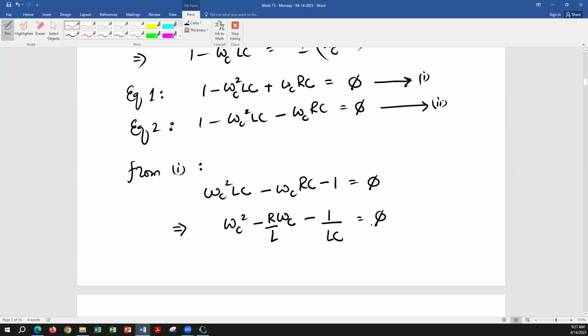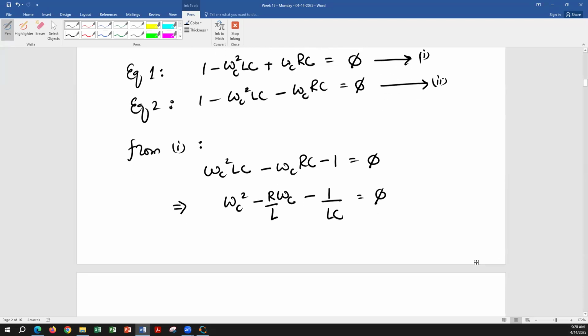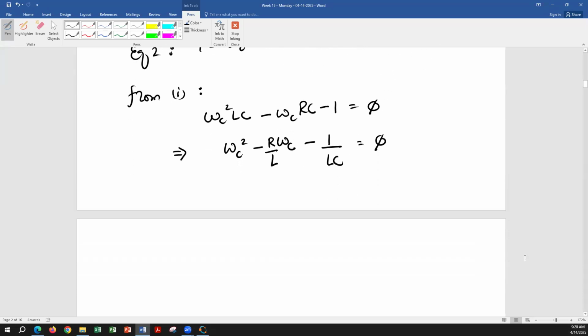And observe this is quite close to the characteristic equation of the RLC circuit that we discussed. Instead of omega c, you put S. So it's going to be S square minus R over L S minus 1 over LC. That's the characteristic equation of the RLC circuit, from which we derive the three cases: underdamped, overdamped, and critically damped circuits. So they're very close to each other. One we are studying, of course, in the frequency domain. The other, S actually is the Laplace variable.